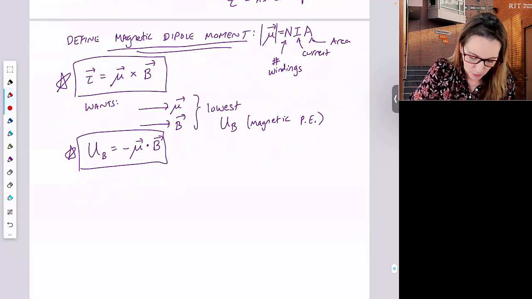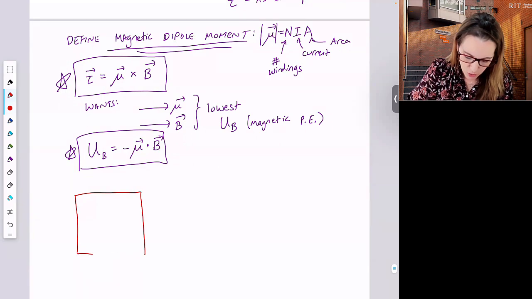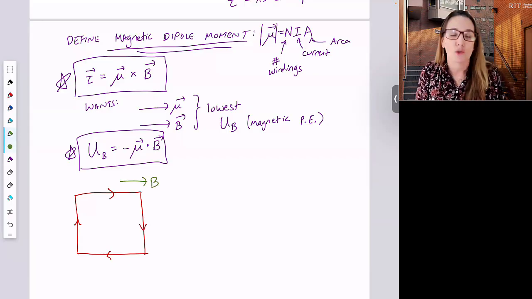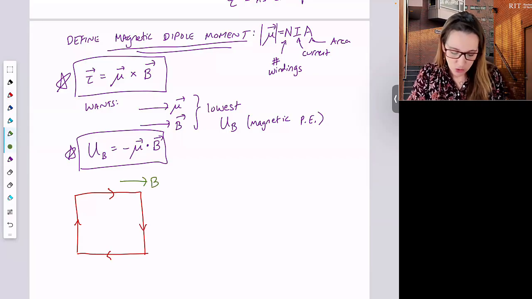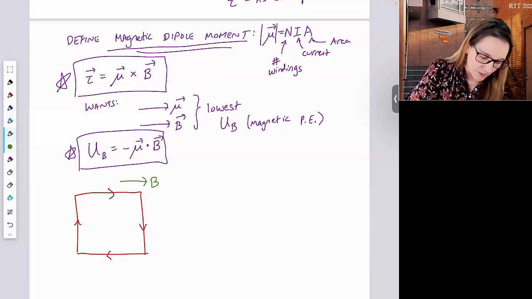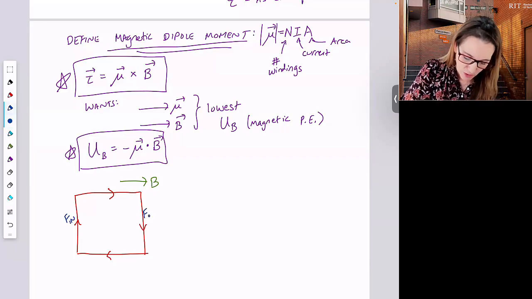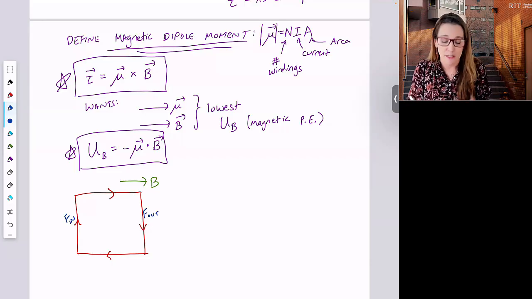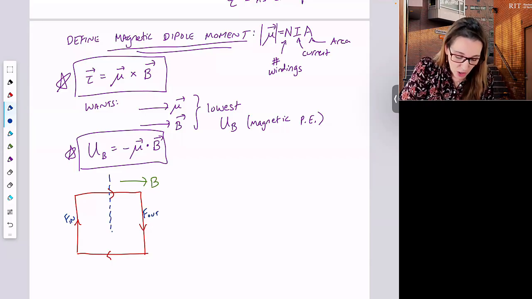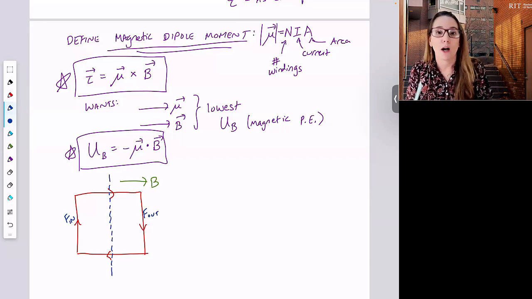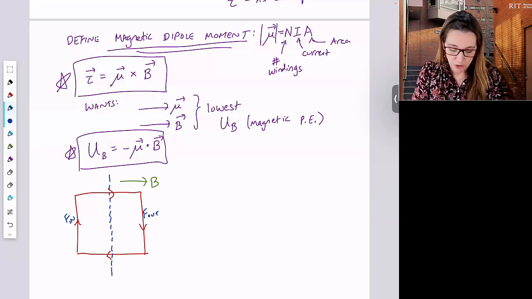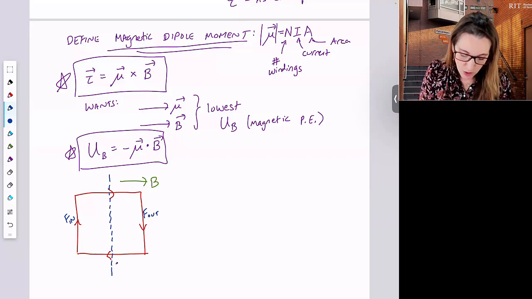So I'm going to draw my current loop again. For this one here, I had the magnetic field pointed to the right, right? And so that created a force into the page on the left-hand side and a force out of the page on the right-hand side, and the other sides had zero force. So this one is going to want to rotate as shown.